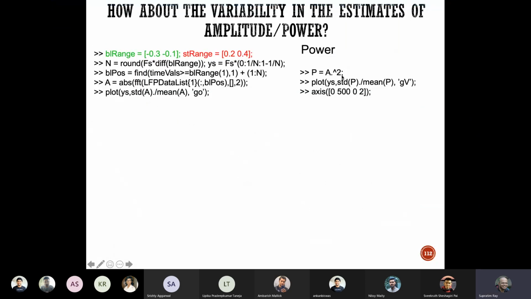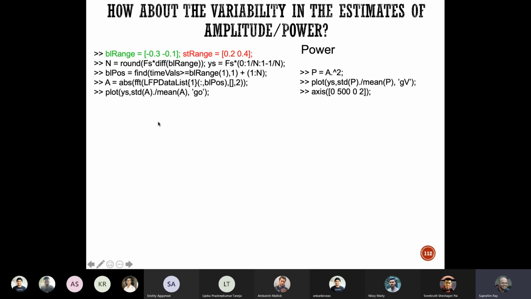So this means that if power remains extremely consistent across trials, so it's the same value over and over again, then its standard deviation is going to be 0. So I should see a dip, also in the gamma frequency, if gamma is really consistent across trials. This standard deviation divided by mean is called the coefficient of variation. And this just tells you that it's a normalized estimate of how much variability is there in the signal.